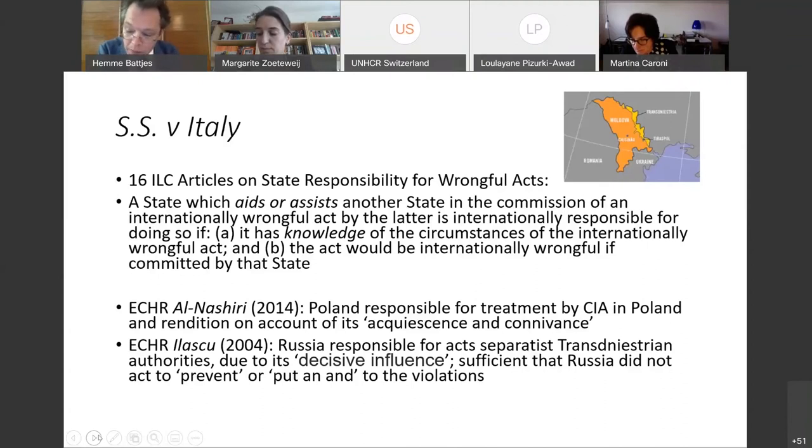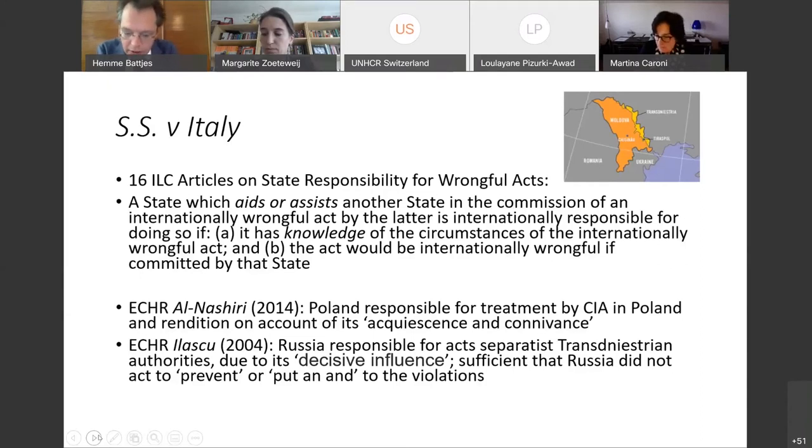According to some commentators, what is required is intent, or something coming very, very close to that. If that is true, then I think it will be difficult to apply the provision to this case, because the intent of Italy was not in itself the wrongful acts committed by Libyan coast guards. I mean, they want to stem refugee flows, not ill treatment of migrants.